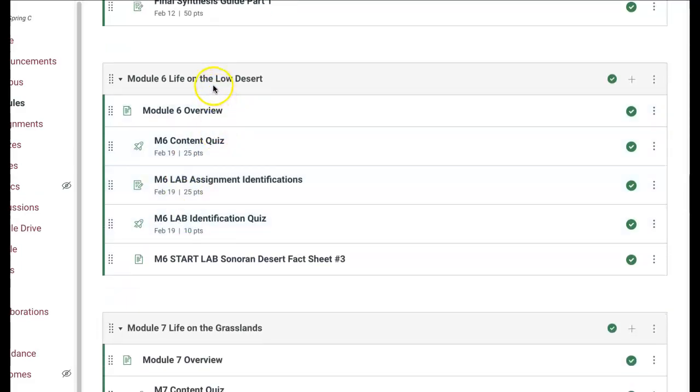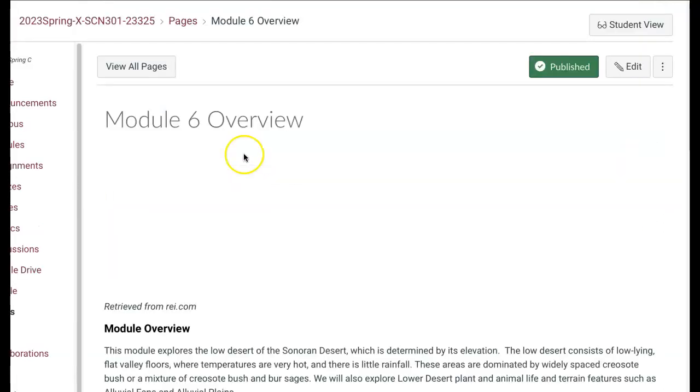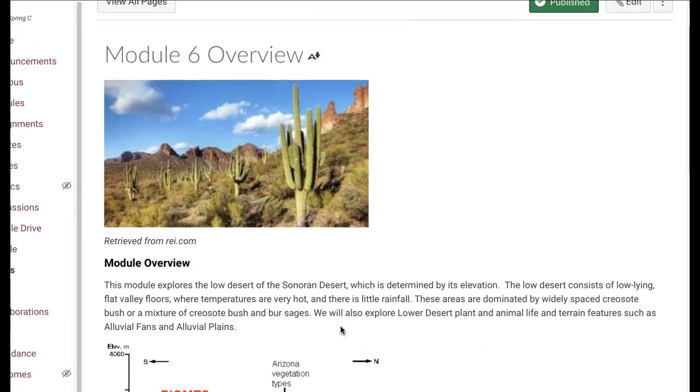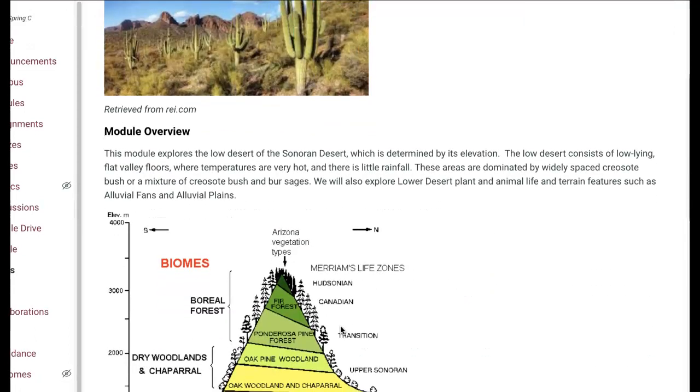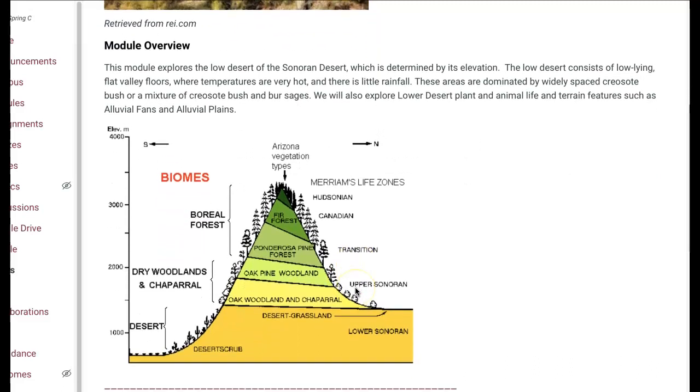The topic for Module 6 is Life on the Low Desert. So if we go in here to click on the overview, this is where you're going to see the content for this class. Now, low desert, as it may imply, is determined by its elevation.